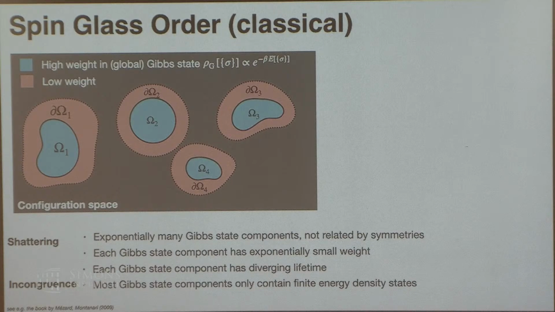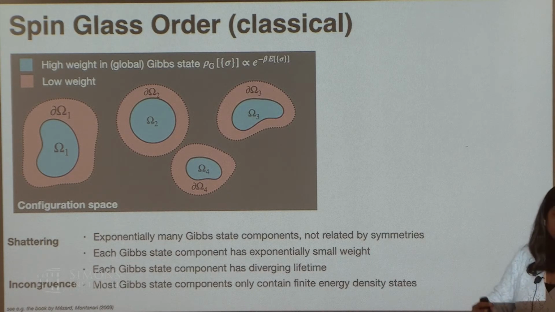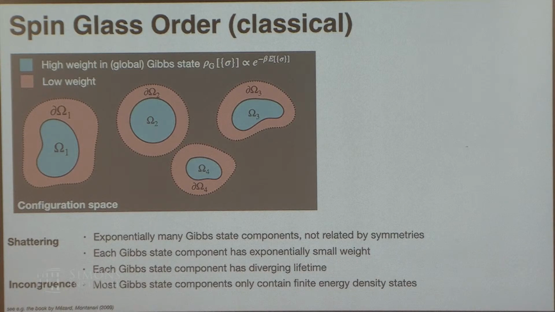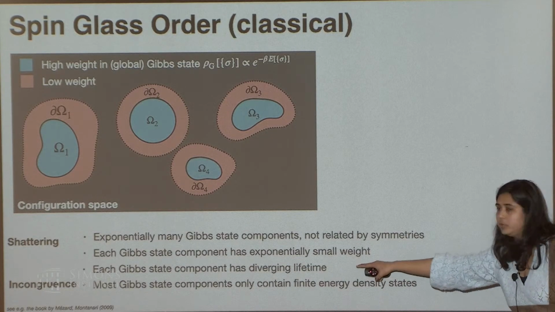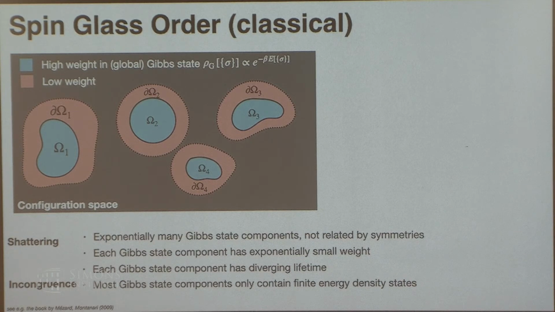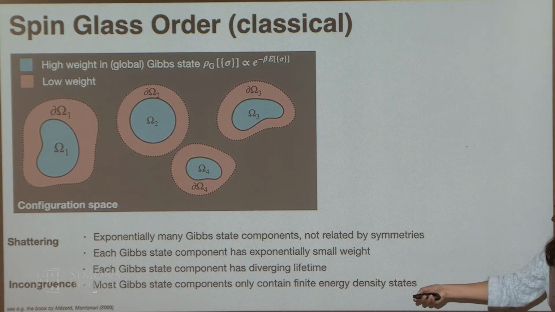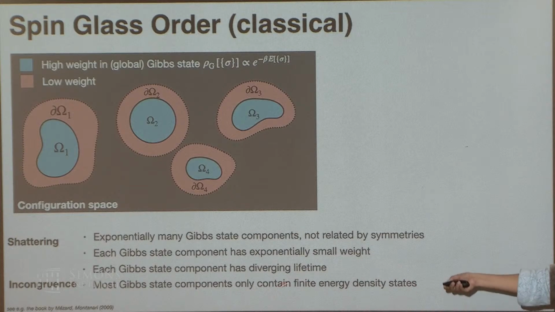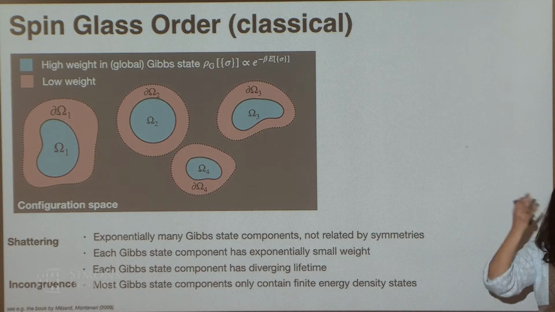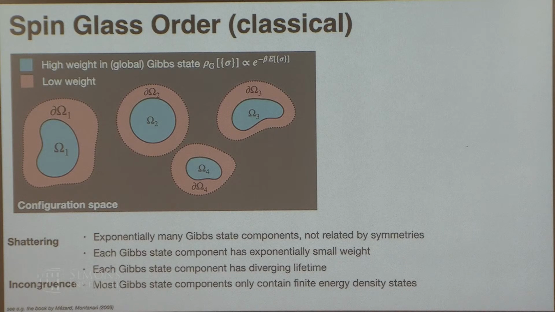Okay. So with this, I can now give you a very crisp definition of what it means to have classical spin glass order. What I said was shattering is that you have exponentially many Gibbs state components, now we know what these mean, that are not related by symmetry. Each component only has exponentially small weight. So this is different from the Ising model, where there were two components, each with roughly half the weight. And each Gibbs state component has some diverging lifetime. In fact, to call it a Gibbs state component, it's somewhat redundant to say it needed to have diverging lifetime anyway. And the incongruence is that most Gibbs state components only contain finite energy density states. So they're associated with subspaces at some higher temperature.